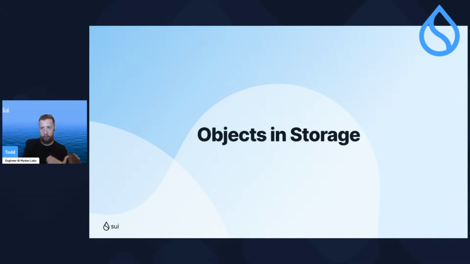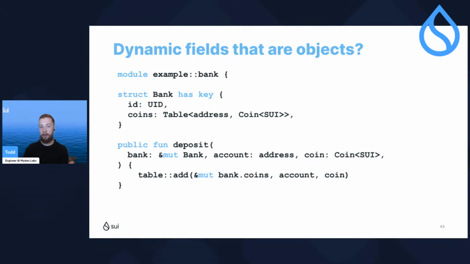So going a little bit more in depth about objects and storage, all of my examples so far have been sort of simple values. I'm just storing counters or U64s, I think, in every one of my examples. So what about something a little bit more interesting? Imagine we have a bank, or someone that has a table of addresses to coins, and they're managing these coins for these addresses.